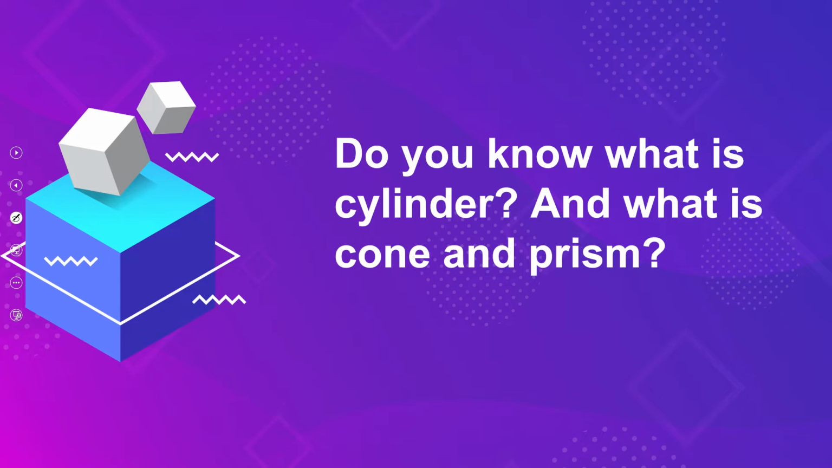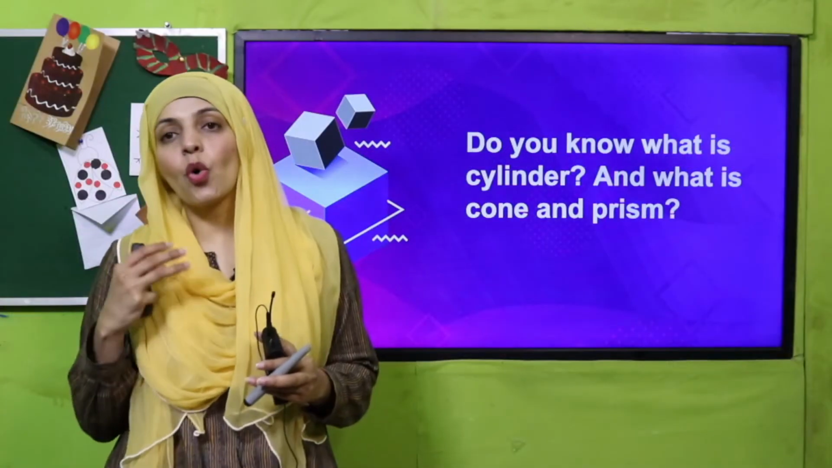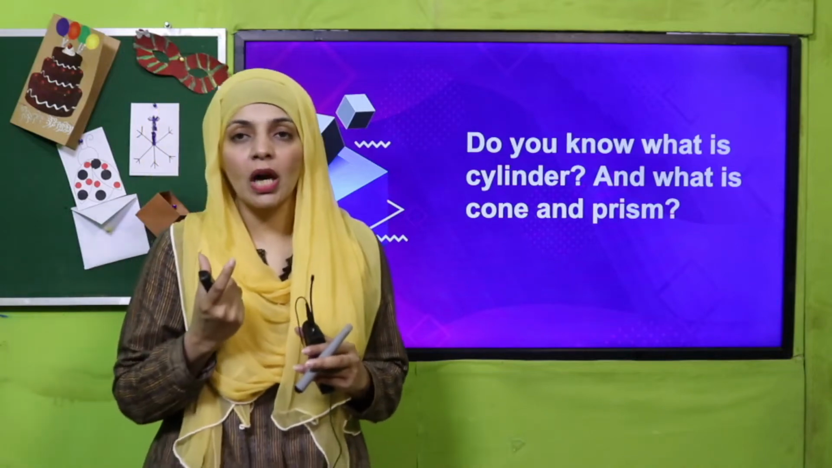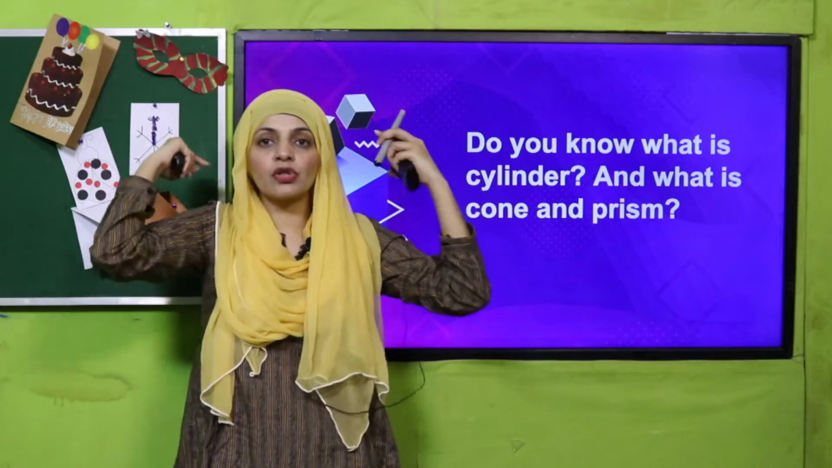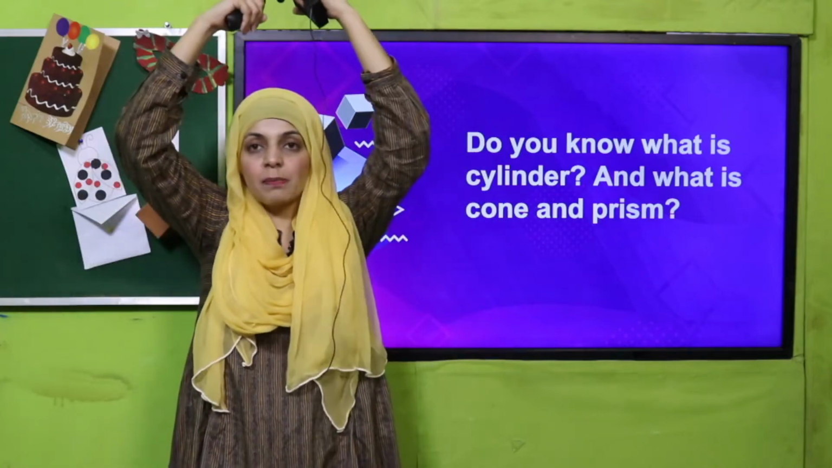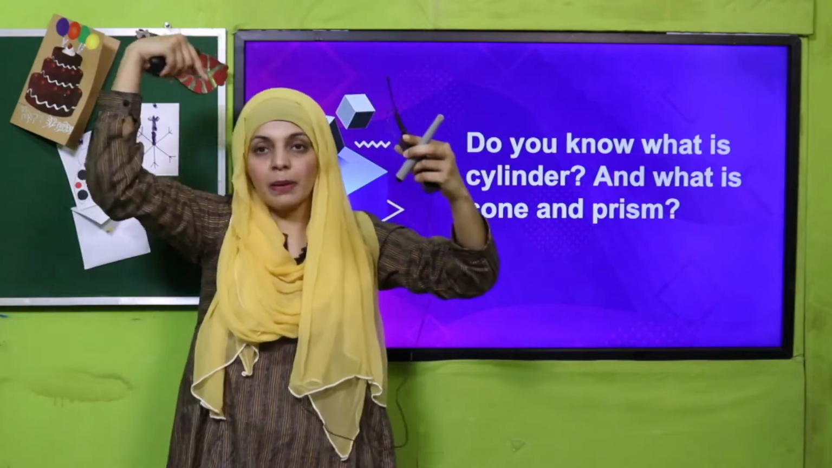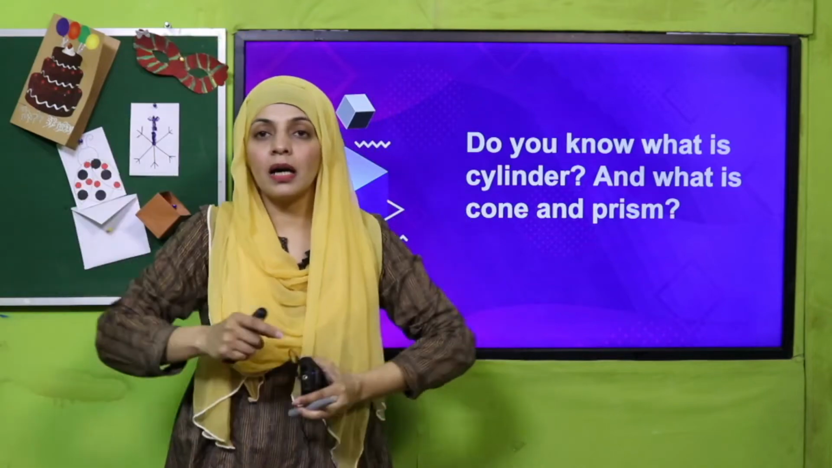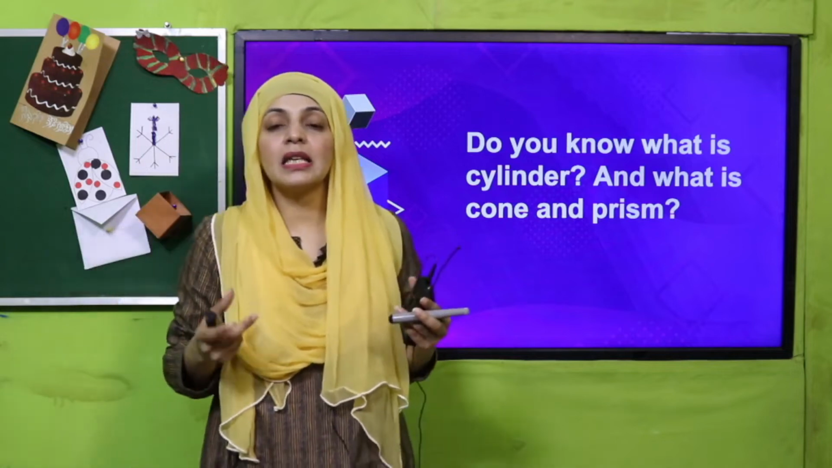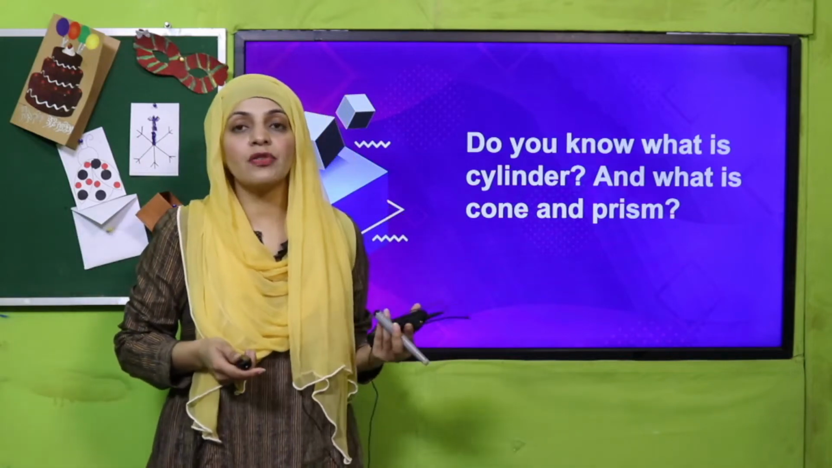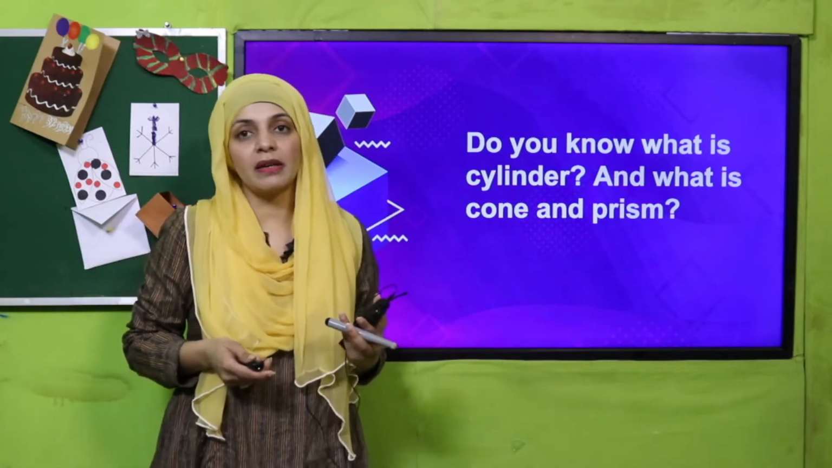So do you know what is a cylinder and what is a cone and prism? My dear students, do you already know what a cone is? Often if you have seen a birthday hat, from the bottom it is circular and at the top it becomes a triangle, and all around it is a circle. Then a 3D triangular shape is a prism. So these are all different 3D shapes that we will create today with Play-Doh.